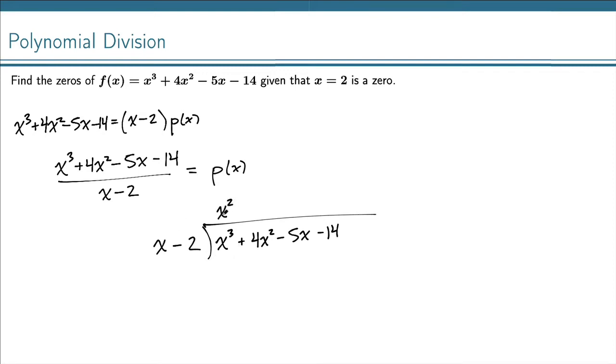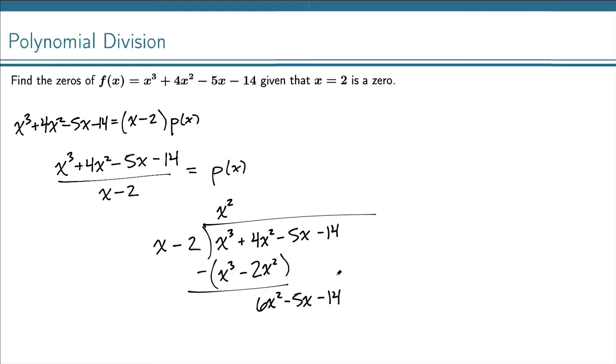And then we take this x squared and multiply it by this divisor. So x squared times x is x cubed, and x squared times negative 2 is negative 2x squared. We then subtract this from the polynomial that we started with. So the x cubed will cancel, and the first term should always cancel. And then we have here 4x squared minus a negative, so plus 2x squared, and that is 6x squared. And then we've got the minus 5x, there's nothing to subtract from that, so we just carry it down. And the same thing with the minus 14.